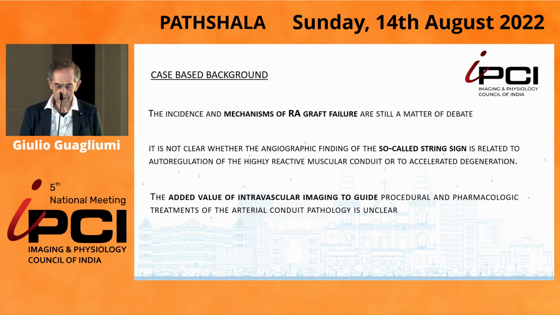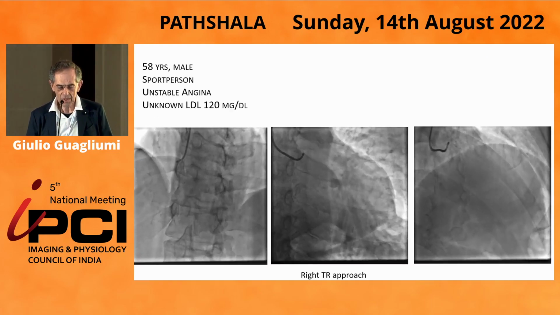What we know about the failure of the radial artery, the incidence and mechanism of radial artery graft failure, are still a matter of debate. It is not clear whether the angiographic finding of so-called string sign is related to autoregulation of this highly reactive muscular conduit or to accelerated degeneration. And we don't have any information about the possible additional value of imaging to guide the procedure.